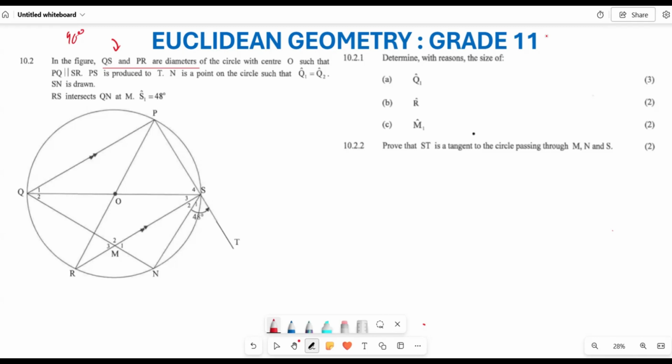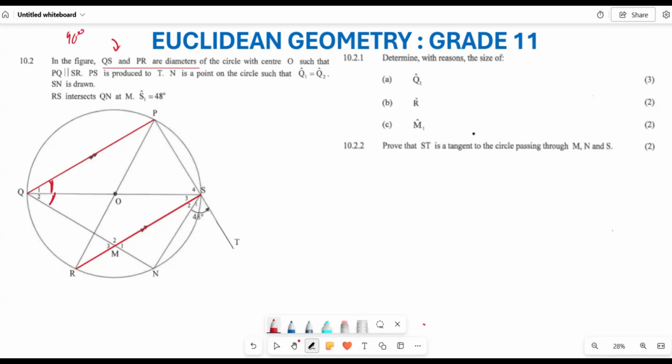They are saying, from the center O, that PQ is parallel to SR. So these two lines are parallel to each other. Then they say it is produced to T, and N is a point. Then they say you have Q1, and this particular angle Q1 is equal to your angle Q2.